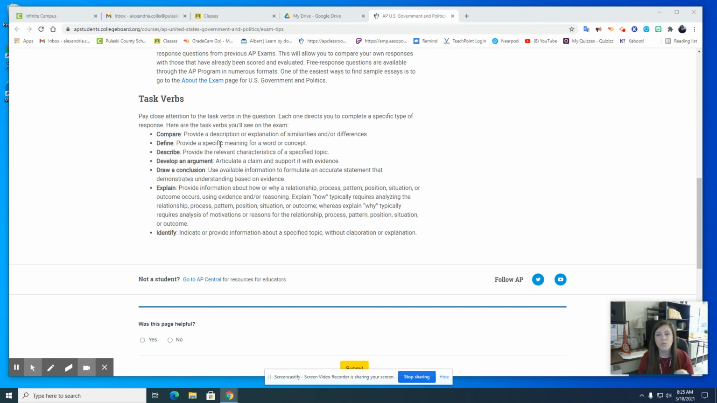Okay, so just make sure you understand these task verbs when you go to answer FRQ questions, and know what the prompt is actually asking you to do, okay? Because that is going to be part of the score on your AP exam when it comes to what they are looking for. Have you done what the question is actually asking you to do? So just keep this in mind as you go to answer your FRQ questions through the remainder of this school year and then when we get into the AP exam.